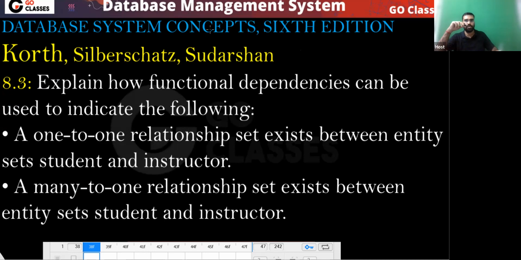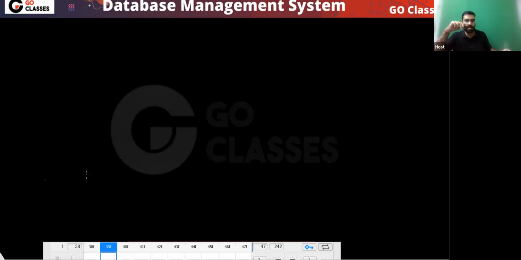So tell me, what about this? Explain how functional dependency can be used to indicate the following. One-to-one relationship exists between entity set student and instructor. Many-to-one relation exists between student and instructor. Okay, anyway, forget about this. Tell me about this one.